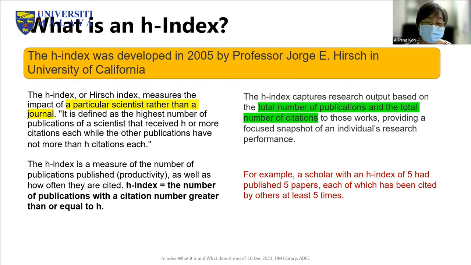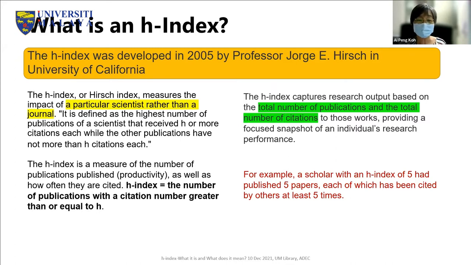The H-Index is a measure of the number of publications published. We talk of productivity. So you publish a lot of papers, but nobody seems to cite your papers. Is it good? When I ask you about your publications, you say I published 100 papers. They're going to ask you, so what, how many citations did you receive? You say thousands. Is a thousand good or not? But the H-Index gives you a number, an indication of the number of publications with a citation number greater than or equal to H.